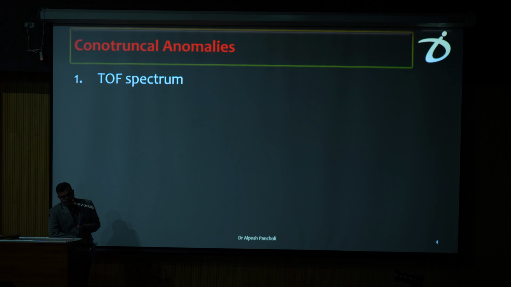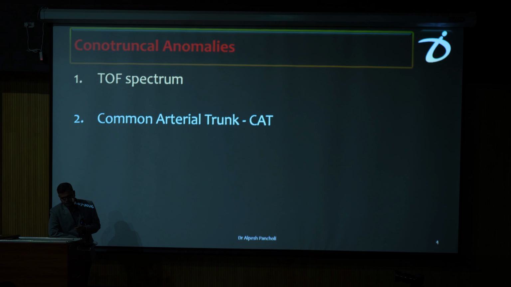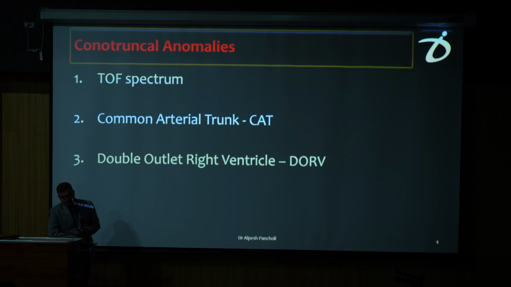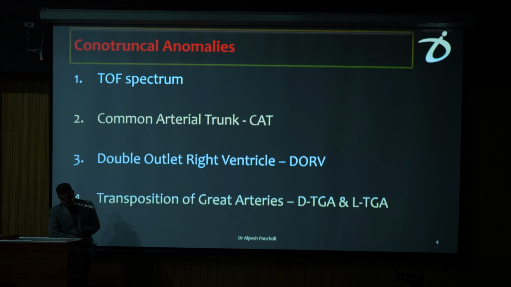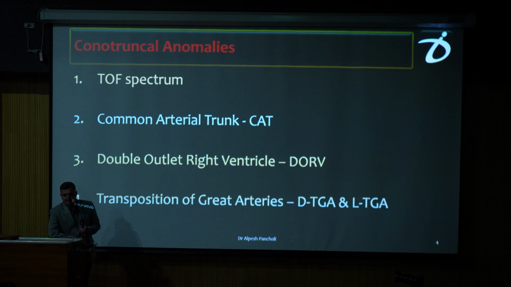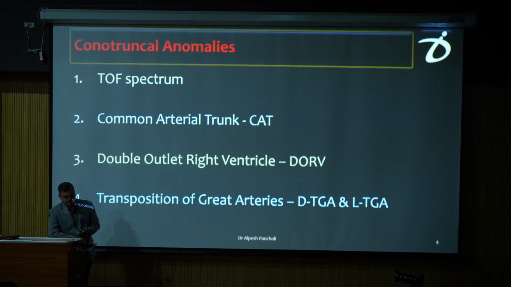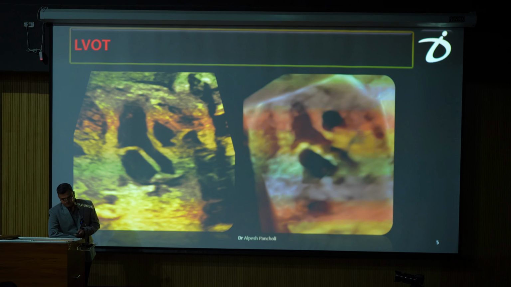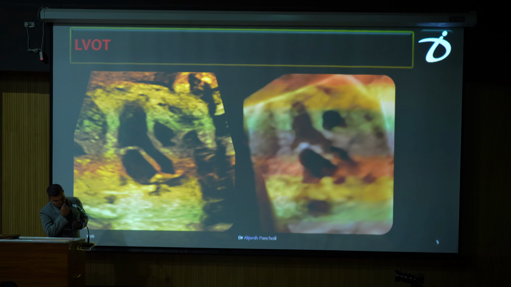So, in conotruncal abnormalities, we have Tetralogy of Fallot spectrum, common arterial trunk, double outlet right ventricle, and transposition of great arteries, that is simple TGA and congenitally corrected transposition. So before going into the abnormalities, let us refresh our normal anatomy.